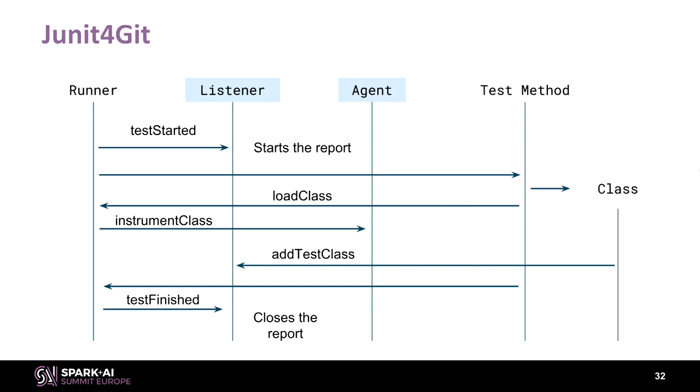Then here is more or less the flow. How it works is, when the JVM starts the test, it adds this listener that is checking all the classes that are being loaded for that test. Then it stores them, and then the next time it will check which classes were affected.